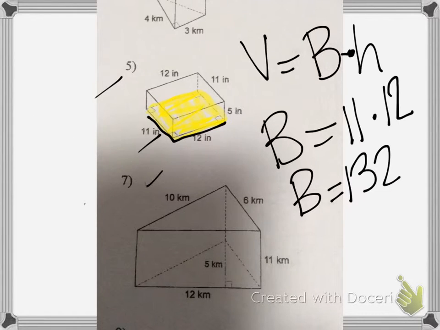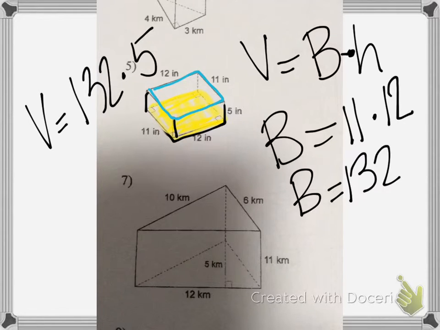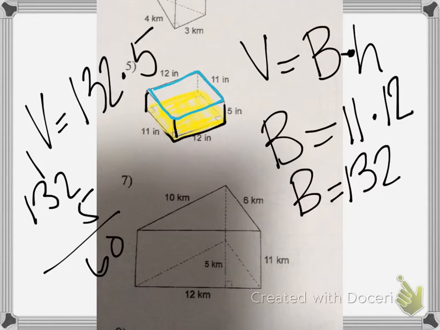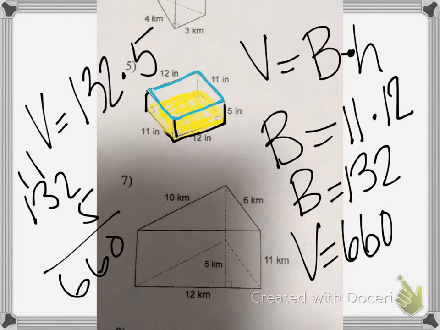Okay, and now we just need the height of our prism. So here's the second height. I'm going to draw this one in blue. Whoopsie. So this is my second base floating over the yellow one. So the height just connects them. So this is the height, which is 5. So volume equals 132 times 5. 132 times 5 is 660. So volume equals 660 inches cubed.